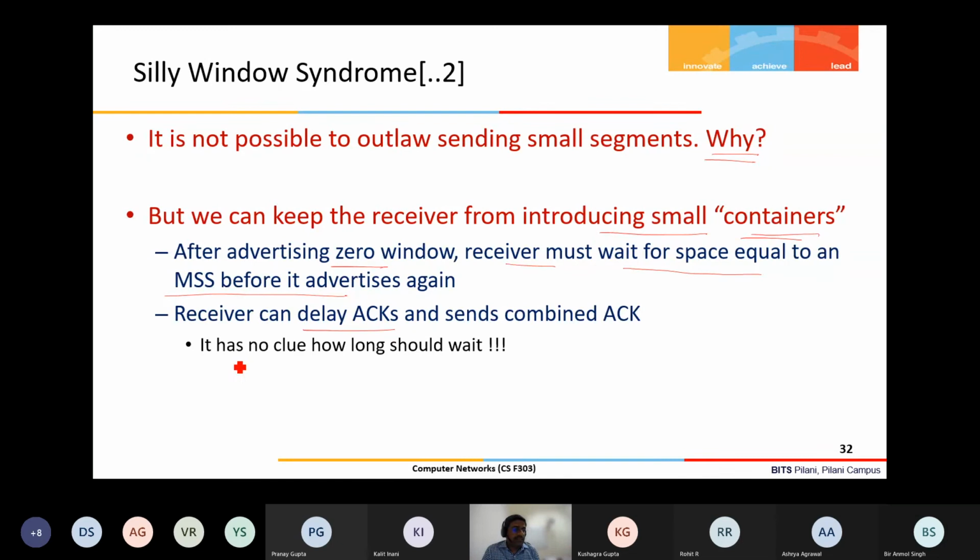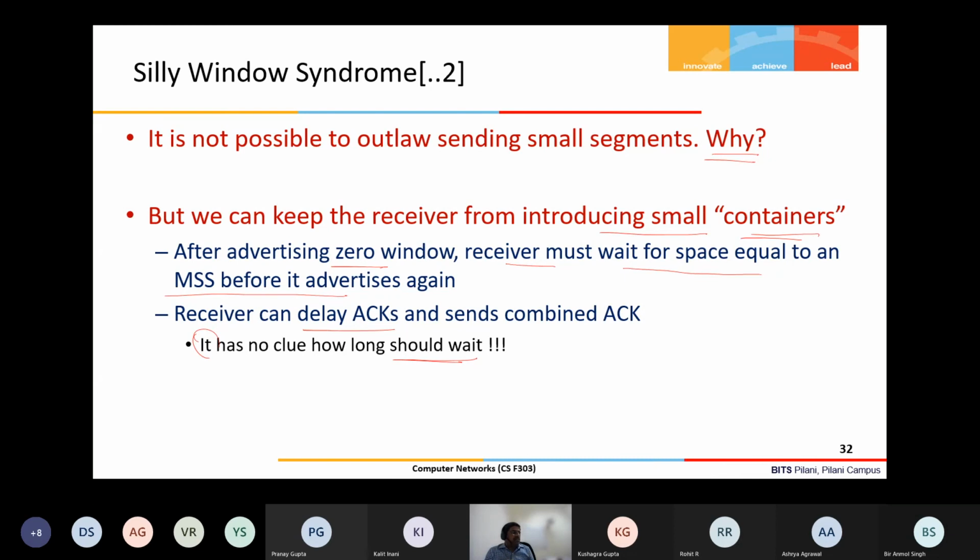But the problem in this approach is that the receiver doesn't have any clue how long it should wait for the acknowledgement, because it doesn't know how the data is going to come from the sender side, or how much time it will take. So how much should it delay, how much should it wait? The receiver doesn't have any clue, so we cannot devise any algorithm.